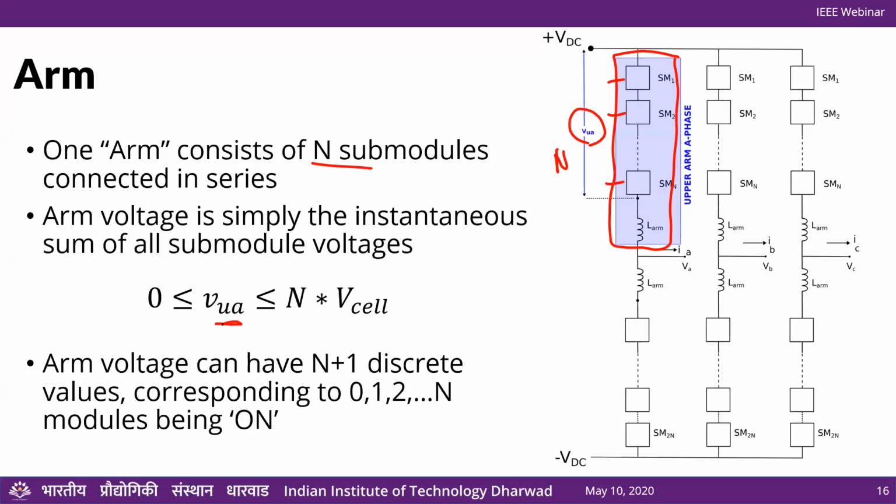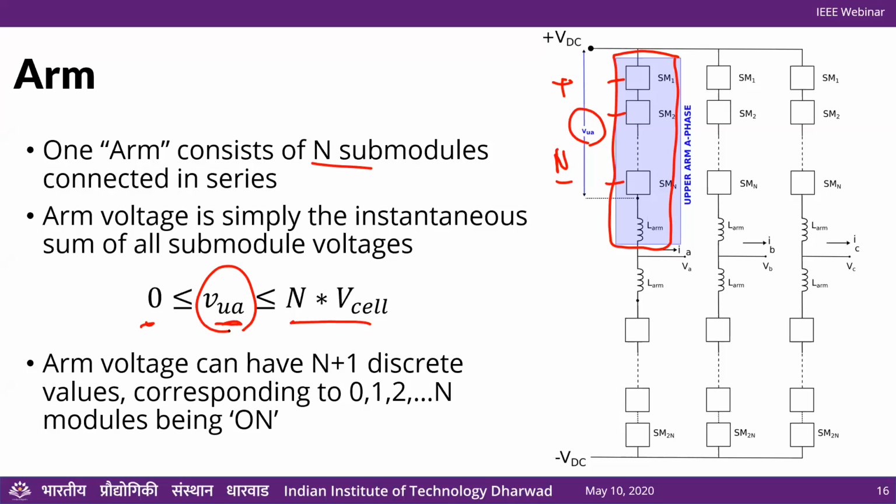So just to recap here, there are n submodules in series. The voltage VUA is just the sum of all these, and so it can range only between 0 when all modules are off, up to n times V cell, where again V cell is assumed to be the nominal voltage of each of the capacitors. So we cannot exceed that. The other thing you should note is that VUA, when measured in this direction, can only be positive, because each cell is a half bridge, it can produce only 0 or positive voltage. As a result, VUA can only range between 0 to n times the cell voltage.